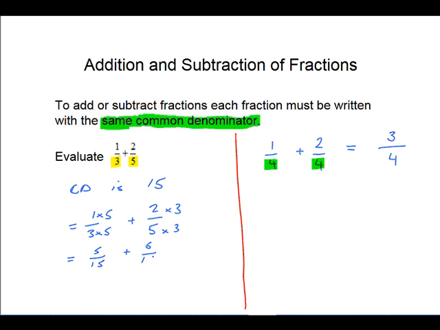So in some ways, you use that idea of an equivalent fraction. So both numbers now are under 15. So we've got 5 fifteenths plus 6 fifteenths. That would make it 11 fifteenths.